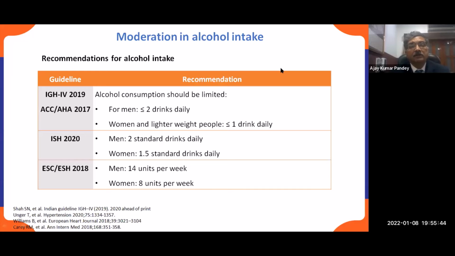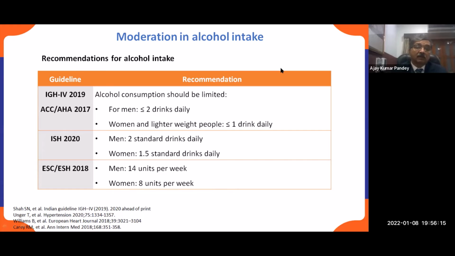And alcohol intake, a very difficult question. Many of our patients ask. I always suggest that alcohol consumption, ideally, should not be there. But for those who already drink, because in Western populations alcohol is a regular phenomenon, they drink it like water, as we drink milk. For men, less than 2 drinks daily. For women of lighter weight, less than 1 drink daily, because a similar amount of alcohol for lesser body weight becomes detrimental in women.